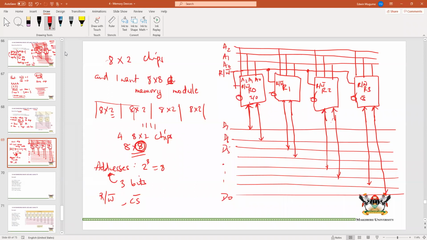My chip select, which is active low, also needs to be activated in all of them. Please, when you draw in your exam, try to draw a nicer diagram than mine. It's not as easy writing on a computer screen. I know there are some questions. Let's see.